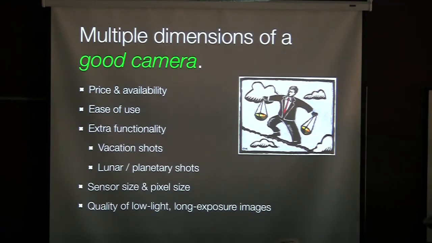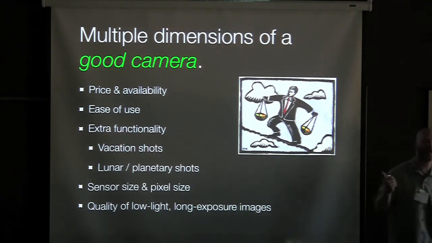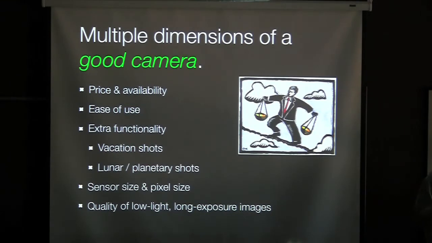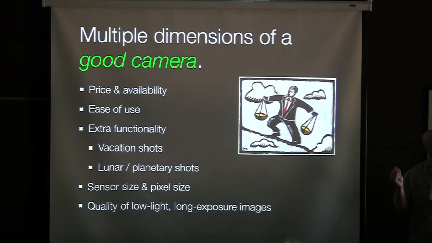But okay, so ease of use. I mean, can you even get the camera? Also, how easy is it to use? I mean, if you were to be doing something like taking a rig in a backpack and hiking up a mountain and doing something, you're going to want something that's a much more minimalist kind of setup. And it darn well better be pretty darn easy to use. Extra functionality. If you want to do something like take vacation shots, as much as I love Kevin's cameras, a QSI 540 is not what you want to take with you as you go and take vacations.